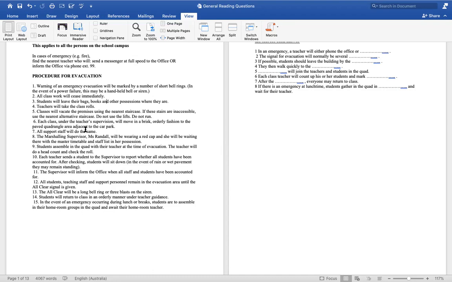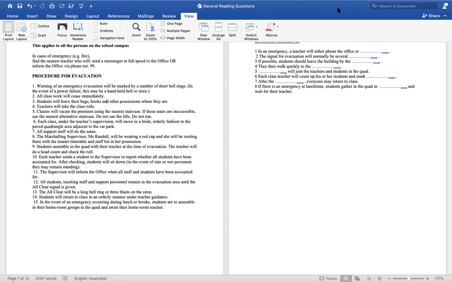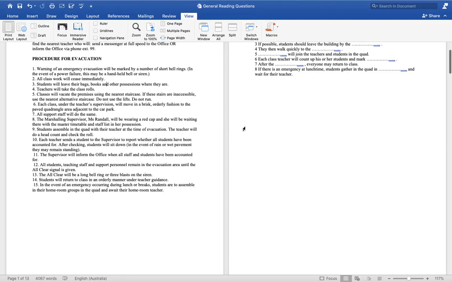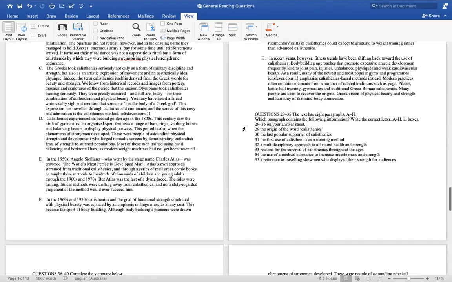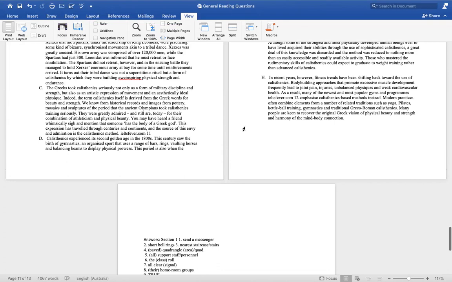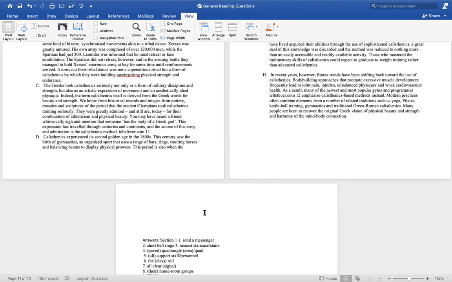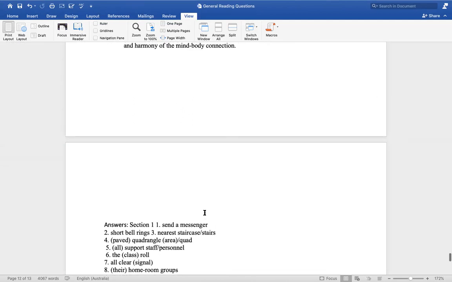If there is a hyphenated word, then when you fill in the blanks, you write it as a hyphenated word. Just for you to check your answers, this is the answer. For the first 8, the first one is send a messenger. That's correct. Second one, short bell rings. Third one, nearest staircase, nearest stairs. Nearest has to be there.